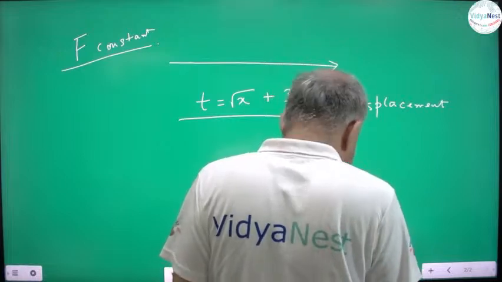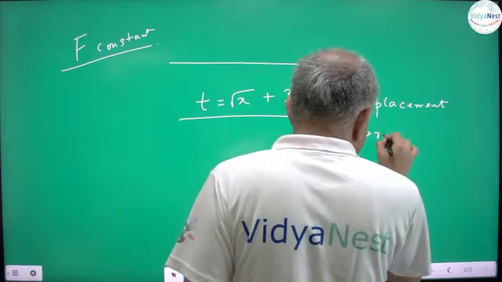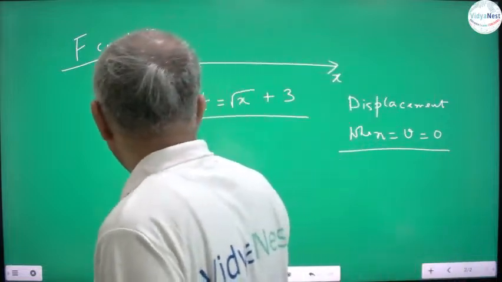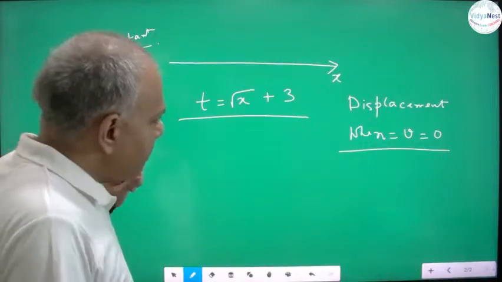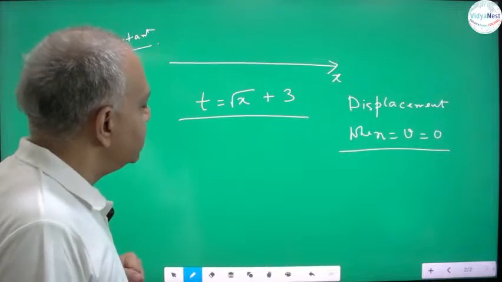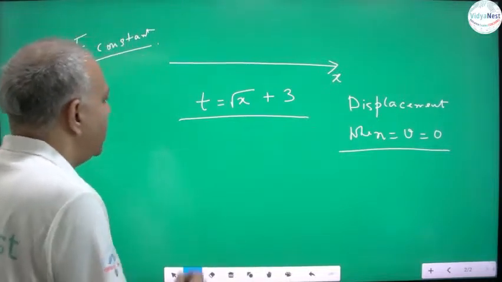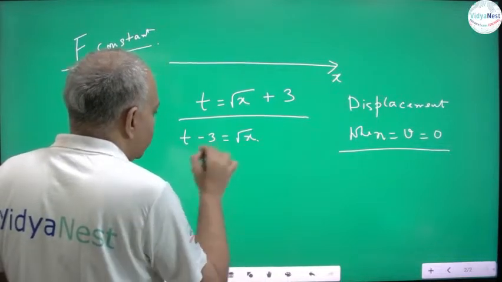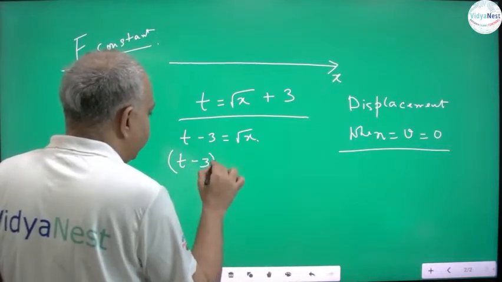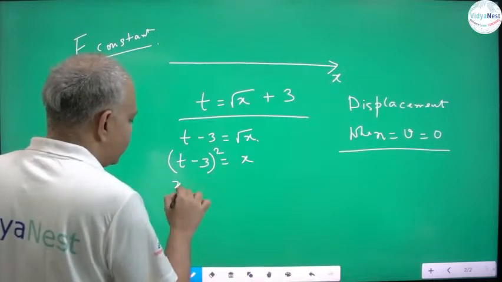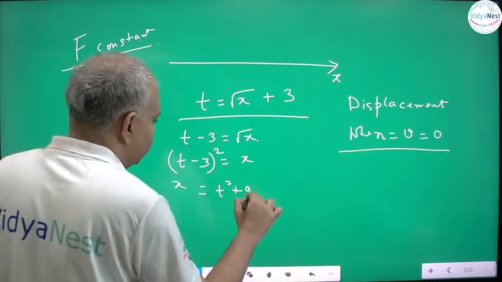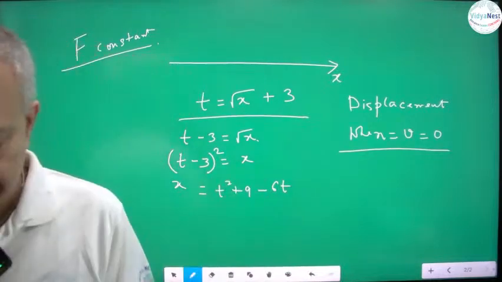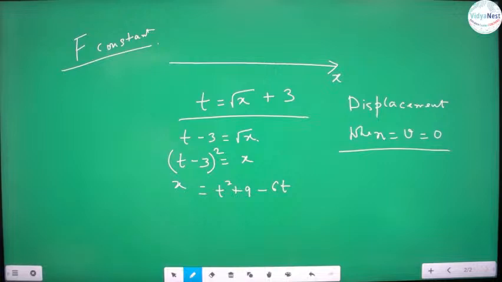Displacement when velocity is equal to 0. That condition we have to find out. See, if I want to find the displacement when the velocity is 0, first of all, in this kind of situation, what to do? t minus 3 is equal to root x, isn't it? So if I make it a square, t minus 3 whole square is equal to x. So x I can write t square plus 9 minus 6t. Just making the square on both sides.